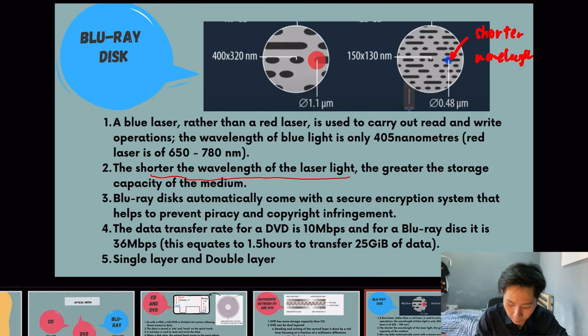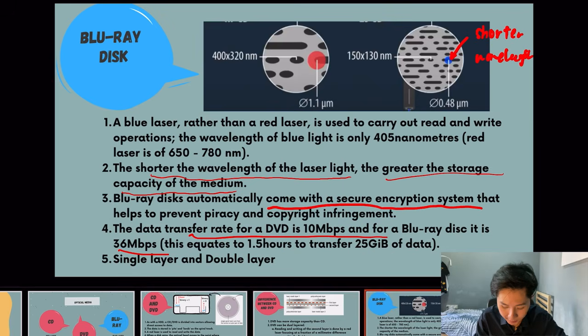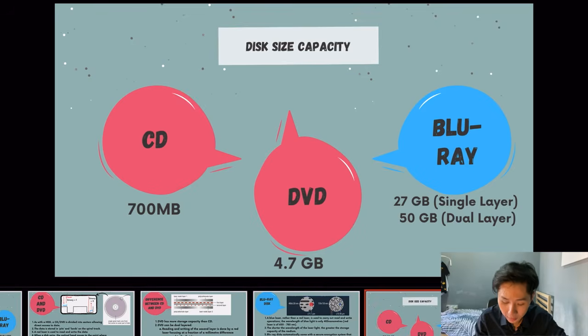The shorter the wavelength of the laser light, the greater the storage capacity of the medium. And the Blu-ray disc automatically comes with a secure encryption system that helps prevent piracy and copyright infringement. The data transfer for Blu-ray disc is also faster. It can be single layer or dual layer. And here are the disc size capacities for CD, DVD, and Blu-ray discs. It's a big difference. That's why Blu-ray discs are usually used to store high quality movies.